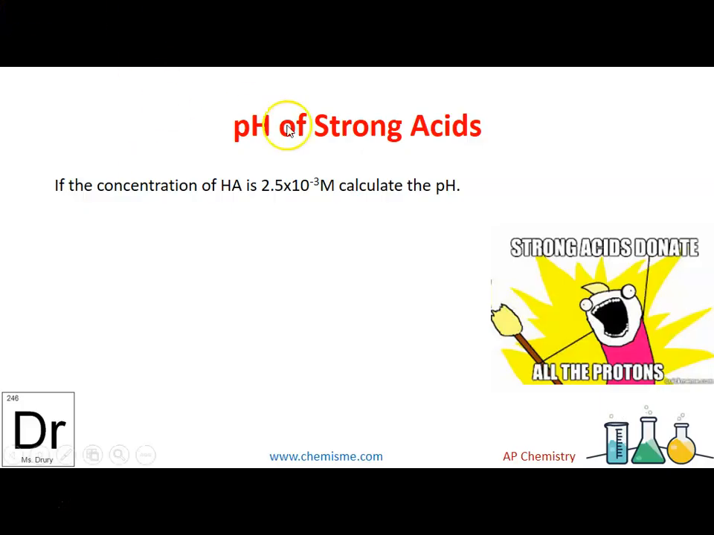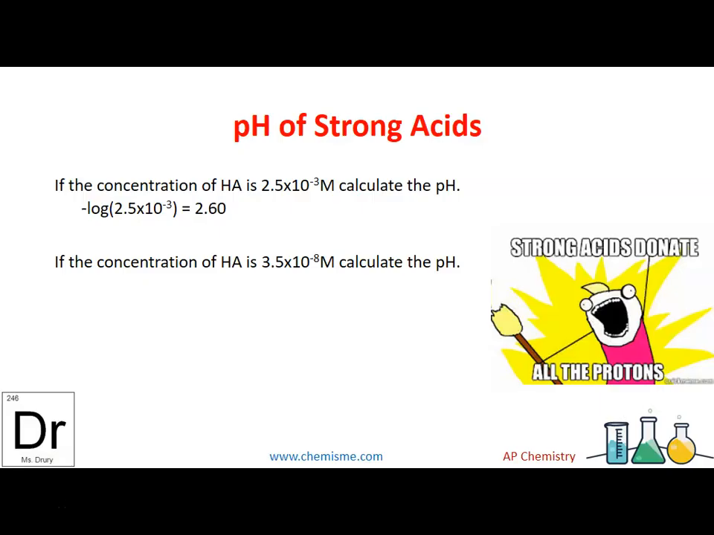So if the hydrogen concentration is 2.5 times 10 to the minus 3, we want to calculate the pH. We know the power is close to 3, but because there's a base number, you can't just negate the power and take the 10 away. Let's actually put it in our calculator. Negative log of 2.5 times 10 to the minus 3 is 2.6. Do you see how that 3 is close to 2.6, but this is a little bit more accurate? You're getting a better, refined answer if you negative log it. If the HA is 3.5 times 10 to the minus 8, 8 is a good estimate, but if you negative log it, you get 7.46.